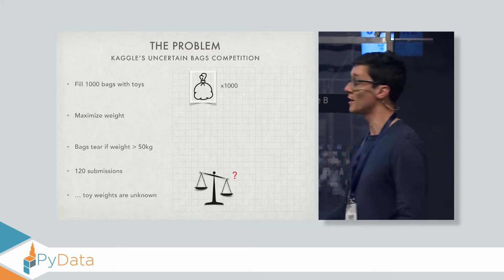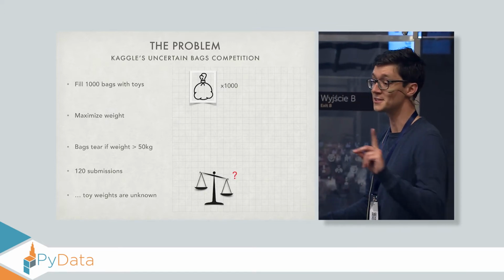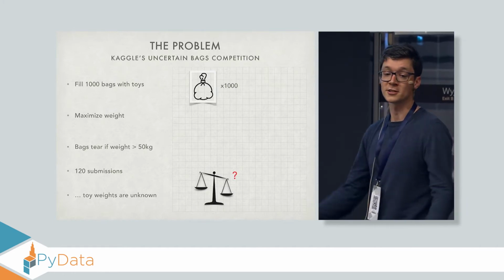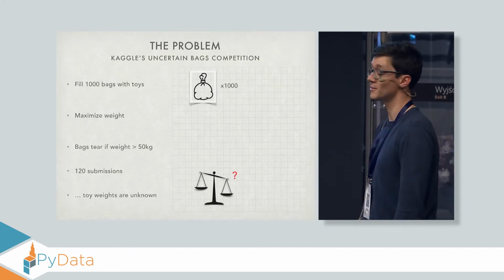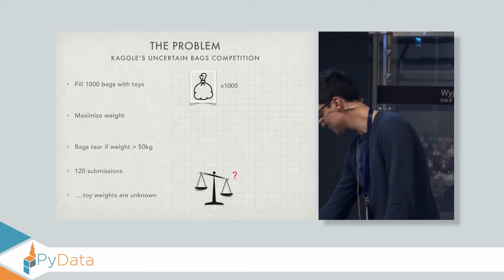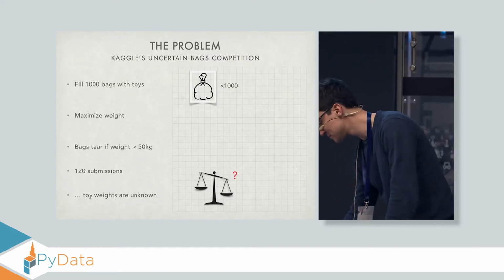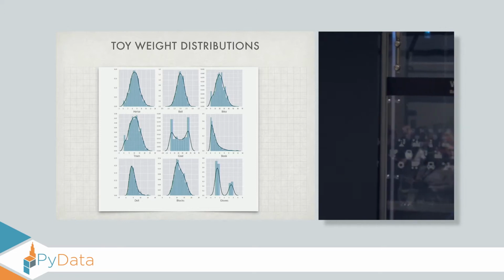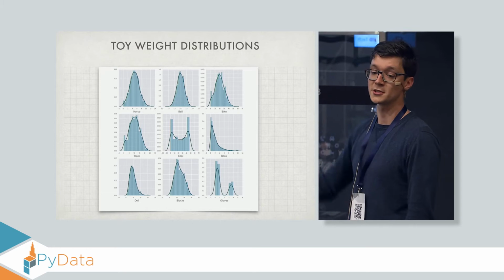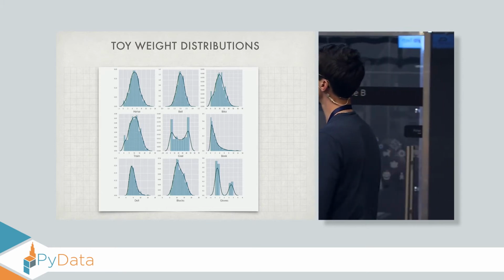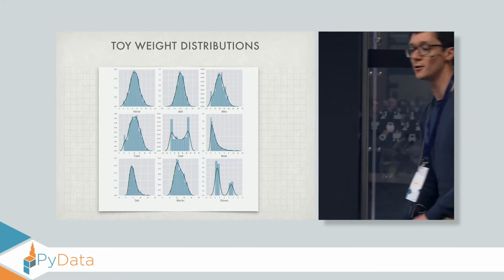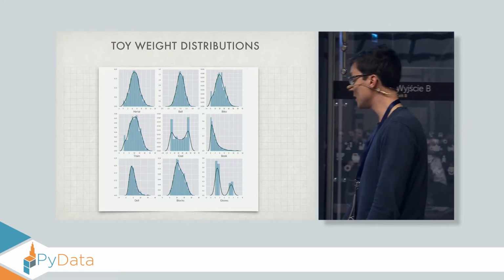So for this Kaggle, you have 120 submissions, which is important, as will turn out. So far, so good. But one thing is different than usual, and that's the toy weights are unknown, but fixed. So if the toy weights are unknown, what do we have? We have these distributions. So for example, I have a horse, and I know that on average, this horse weighs about 6 kilograms.